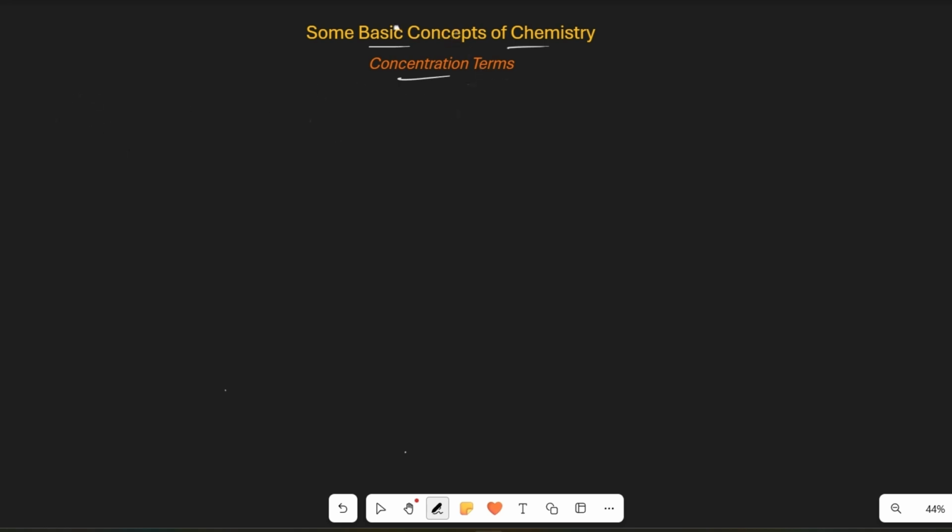So first, what exactly do these concentration terms mean? It is a way of expressing the amount of solute which is present in a solution. So the concentration terms basically are a way of expressing the amount of solute present in a solution. It explains how much solute is present in the solution. Alright, so now let's try to discuss different concentration terms.